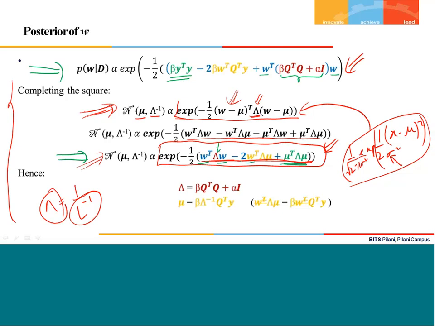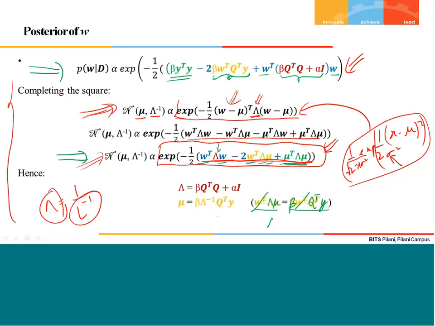When I'm coming here, this is my weight vector multiplied by precision matrix multiplied by mean. So it means this is equal to this expression. When I put this expression beta W transpose Q transpose Y equal to this expression W transpose Q, here this W gets cancelled. Now I get lambda mu beta Q transpose Y. This is what we got.